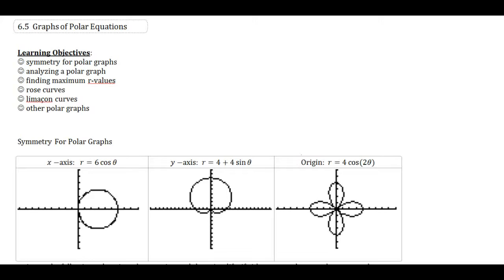Teen Titans have defeated the Hive, so let's get going on 6-5.